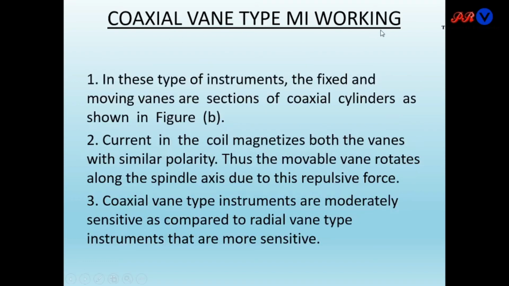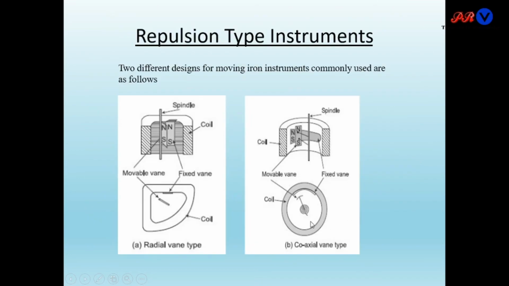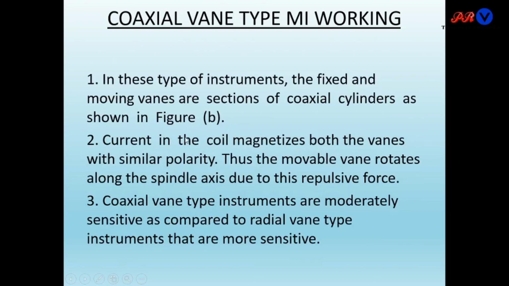Now coaxial vane type MI instrument working. In this type of instrument, the fixed and moving vanes are sections of coaxial cylinder as shown in figure B. This is coaxial vane type. Current in the coil magnetizes both the vanes with similar polarity. Thus the movable vane rotates along the spindle axis due to this repulsive force. Coaxial vane type instruments are moderately sensitive, as compared to radial vane type instruments that are more sensitive. So radial vane type instruments are more sensitive as compared to coaxial vane type instruments.